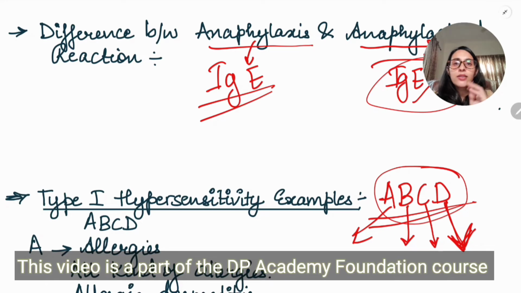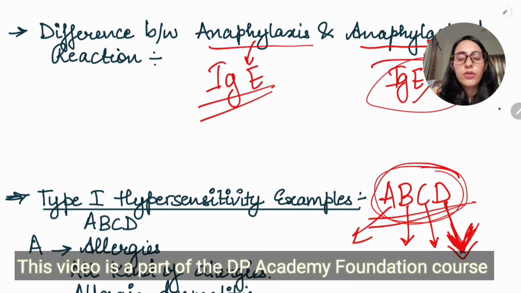So D for drugs, to check the allergy due to any drug. To check the drug allergy, we see the type 1 hypersensitivity reaction, we do the test. Like the penicillin test is done, similarly we do the test for any drug allergy, for example PK reaction or Theobald-Smith phenomenon. All of these come under this.